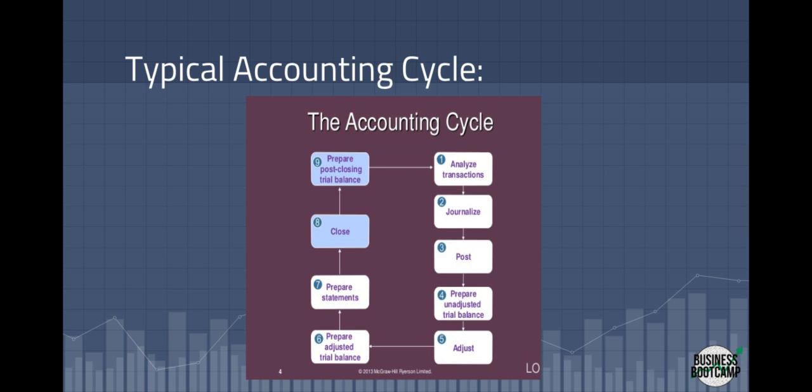After the fifth step, the sixth step must be commenced. The sixth step also requires the adjusted trial balance to now be prepared. After this, the seventh step is to prepare statements. The eighth step is to then close. This now ties in with the ninth step, which is to prepare the post-closing trial balance. Now, it is important to remember that this cycle must be repeated.